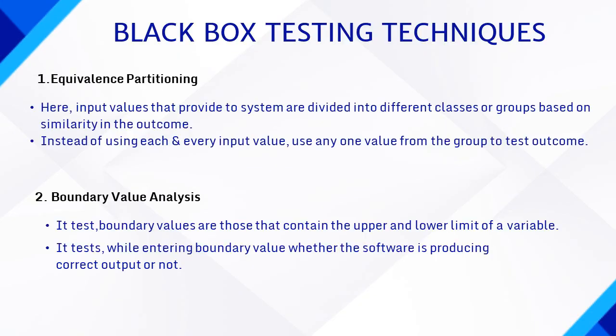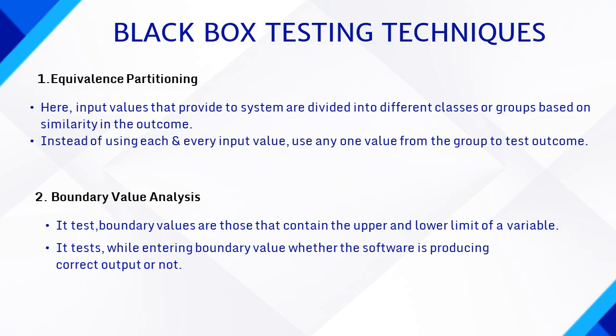Black box testing techniques. The first technique is equivalence partitioning. In this method, input values are divided into different groups or classes based on similarity in the expected outcome. Instead of testing every single input value, a tester can pick one value from each group to check the system's behavior. This saves time while still ensuring the software works correctly for all input types.